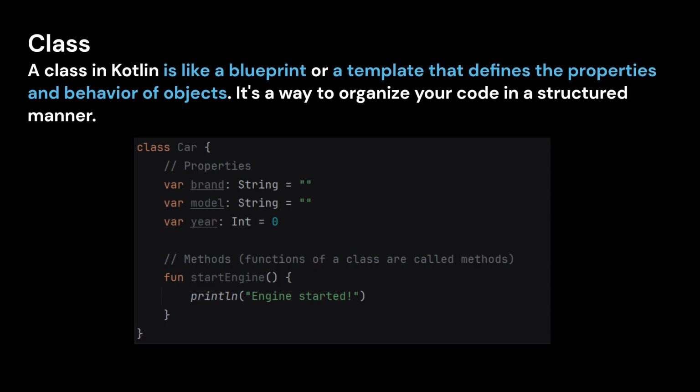A class in Kotlin is like a blueprint or a template that defines the properties and behavior of objects. It's a way to organize your code in a structured manner. In this example, we have a Car class with properties like brand, model, and year. It also has a method called startEngine.